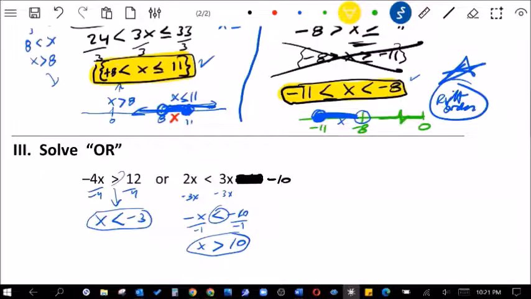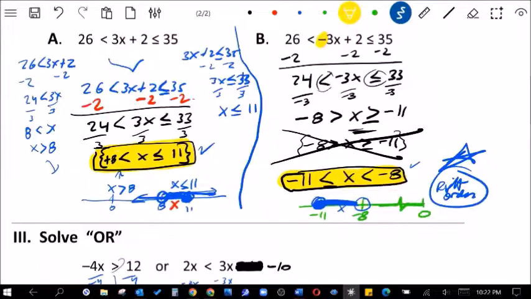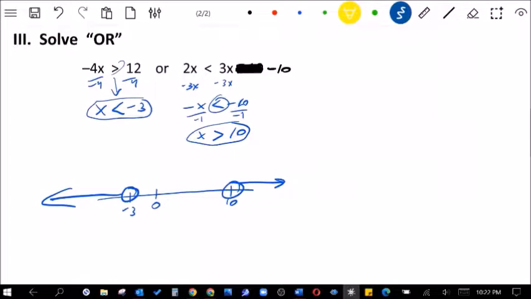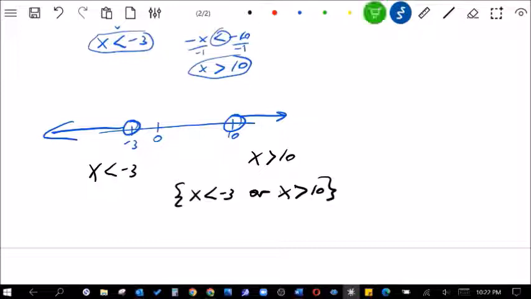So instead of overlapping, it's going to be like these other two problems. It's going to be that they go out from each other. So here, the x value is less than negative 3. Here, the x value is greater than 10. So the way we do that is we say x less than or equal to negative 3 or x greater than 10. And the "or" is a pretty important part of this.